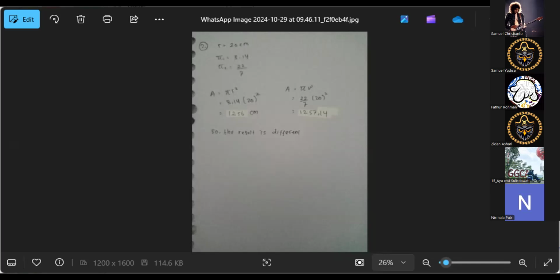The difference is about one number. With the first pi, 3.14, we have 1,256, and with the second pi we have 1,257.14. The result is different because the pi is also different.